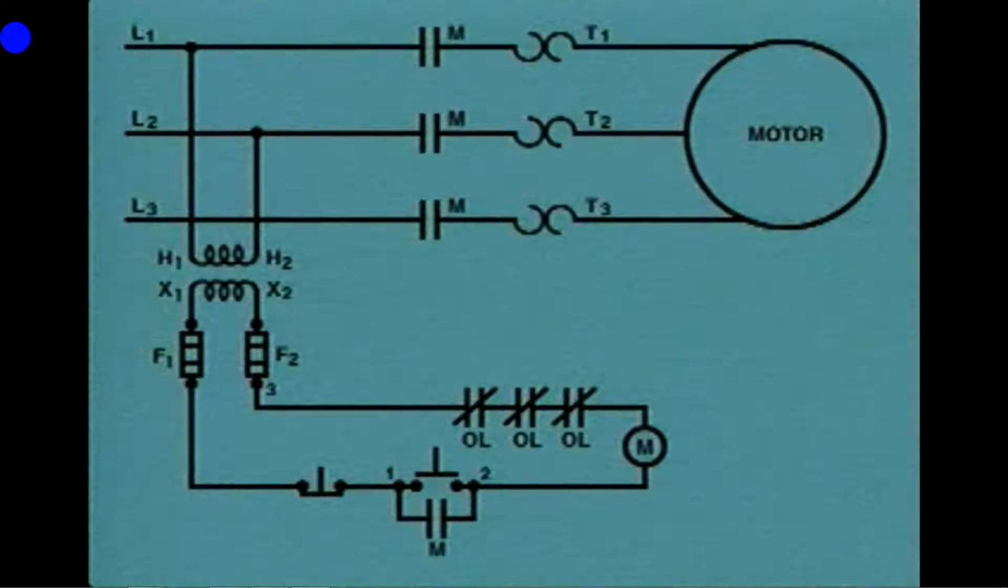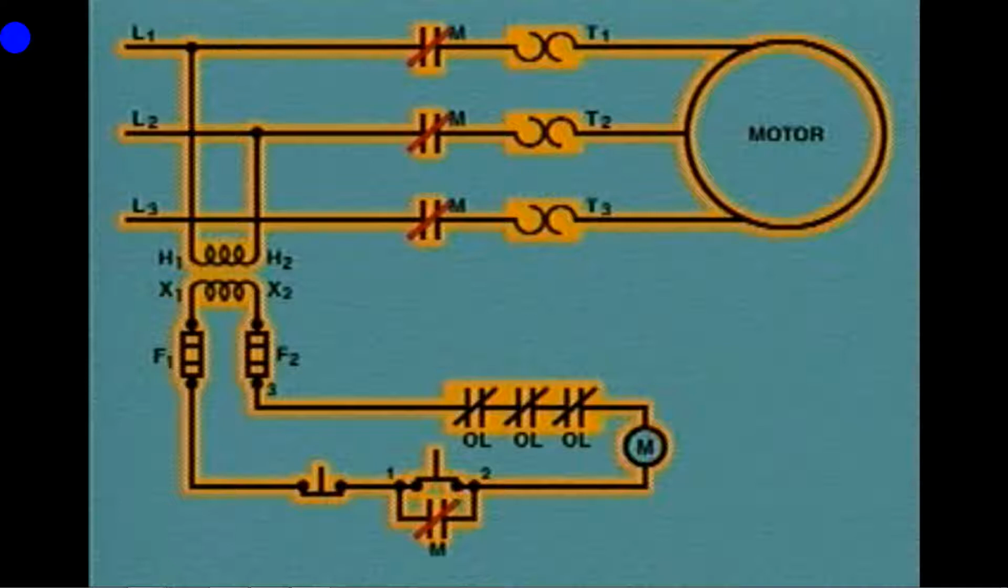Pushing the start button energizes the control circuit, including the M coil. When the M coil is energized, it closes all of the M contacts and power can flow to the motor. In this example, the start button is designed to be pushed in and released. After the start button has been released, the maintaining contacts, labeled M, remain closed to maintain current flow to the M coil.